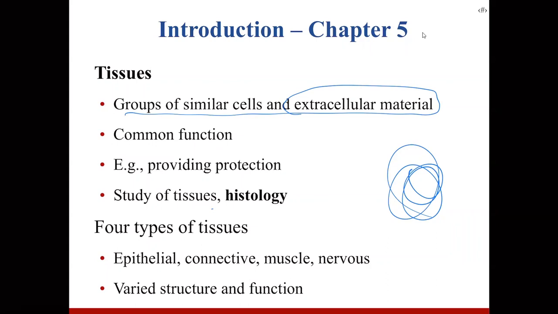There are 4 main types of tissues. And the book says con men. So sometimes we joke and we say semen. Okay, so connective, muscle, epithelial, and nervous.